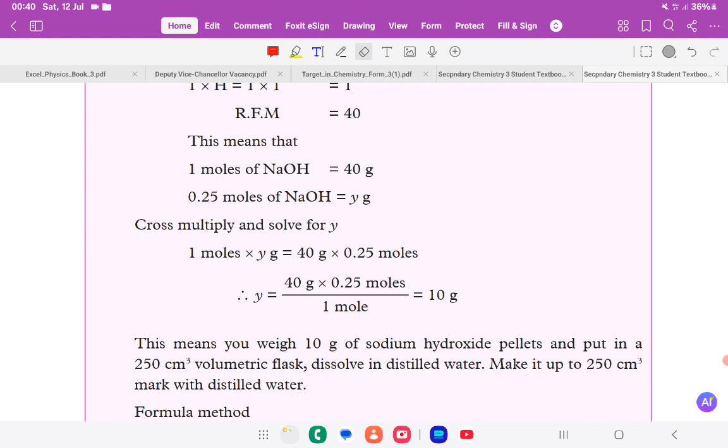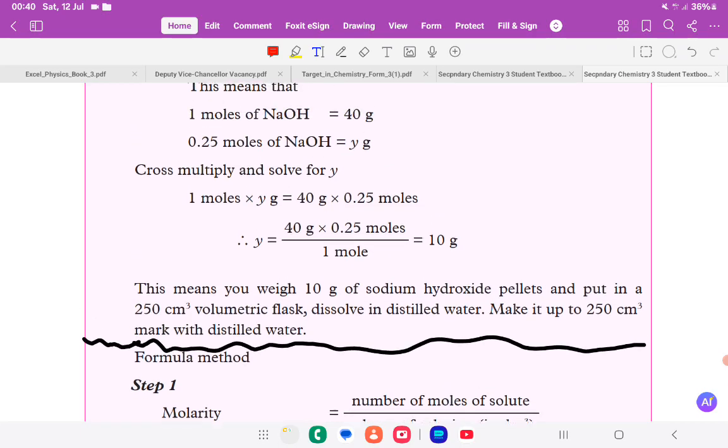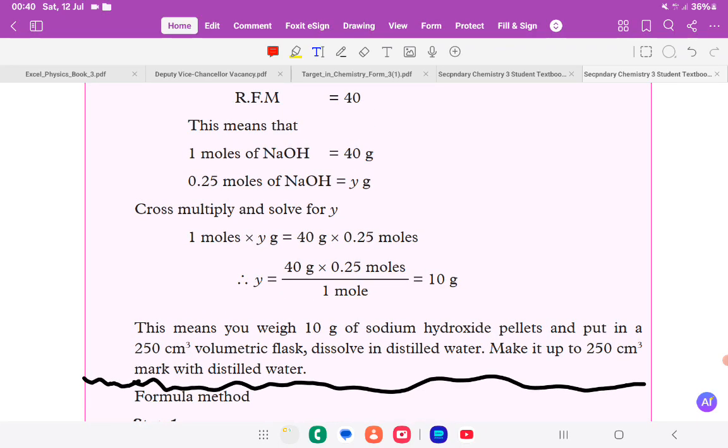I hope we are good on that. Yeah. So you can stop there. By the moment you reach here, that means you have finished answering the question. When we meet again next time, we are going to look at what is called the formula method, the formula method of answering the same question. But for now, I would like us to stop here.